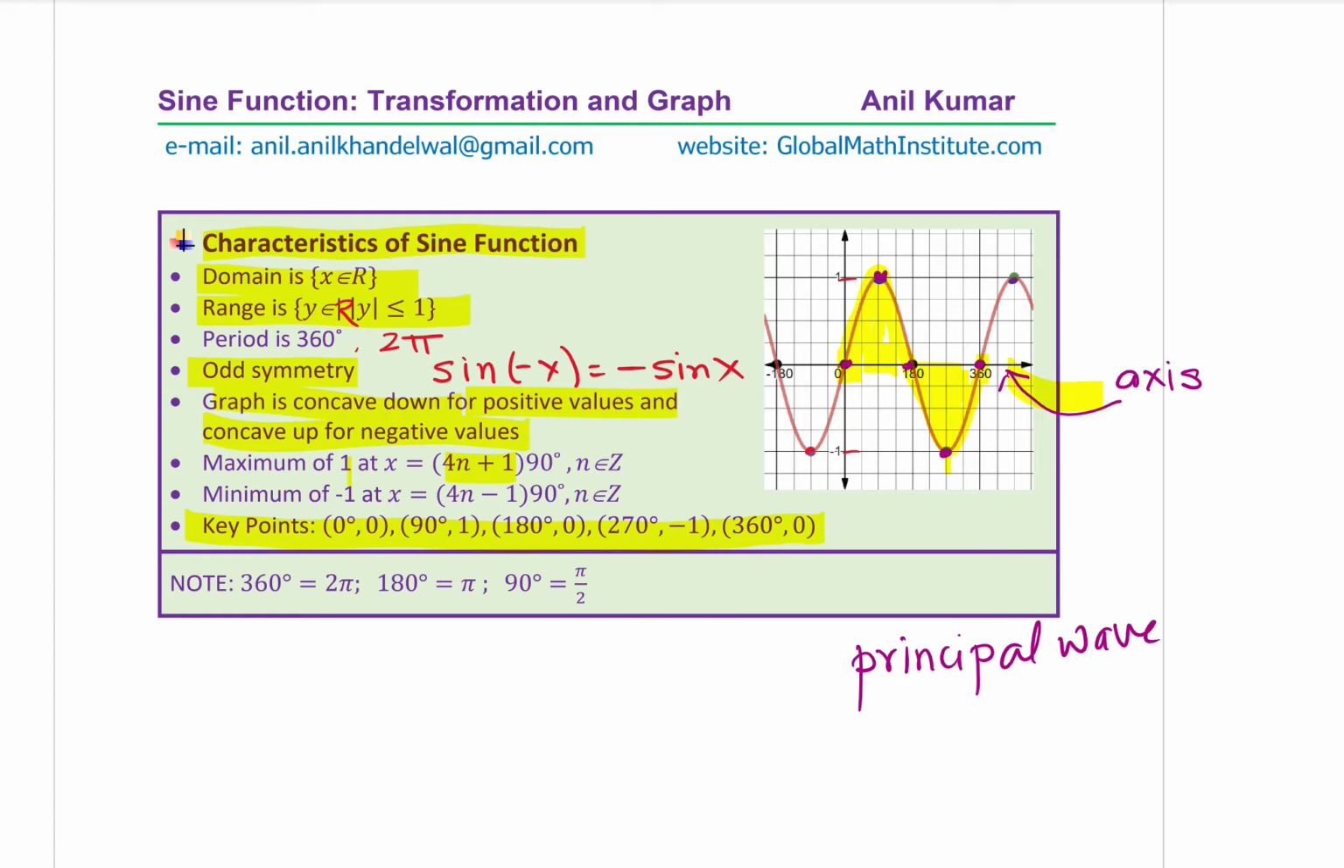Perfect. Well, if you're working in radians, of course, 360 degrees is 2 pi, 180 degrees pi, 90 degrees pi by 2. Correct?